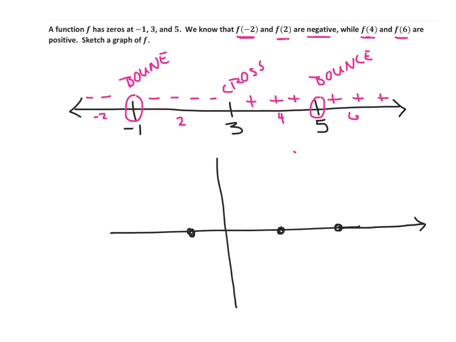We got to start below, so I'm down in here, and what I'm going to do is increase, and then bounce at -1. I'm going to dip, and then cross at 3. I'm going to dip down, bounce at 5, and then go back up. And check out this wild graph. How cool is that graph?